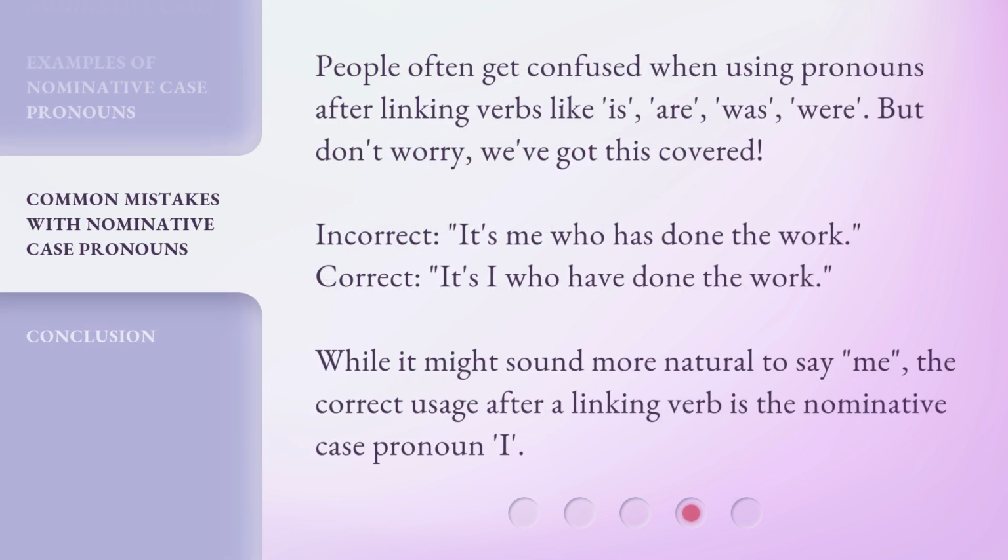People often get confused when using pronouns after linking verbs like is, are, was, were. But don't worry, we've got this covered. Incorrect: It's me who has done the work. Correct: It's I who have done the work. While it might sound more natural to say me, the correct usage after a linking verb is the nominative case pronoun I.